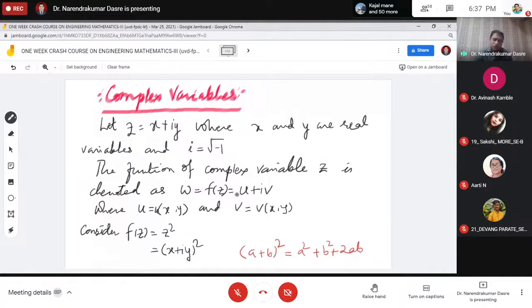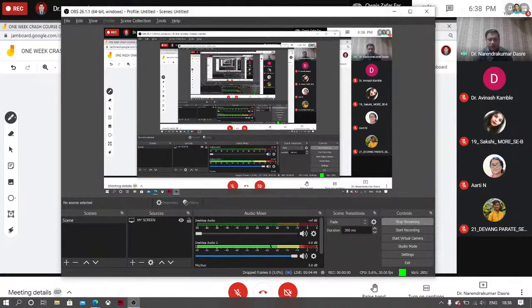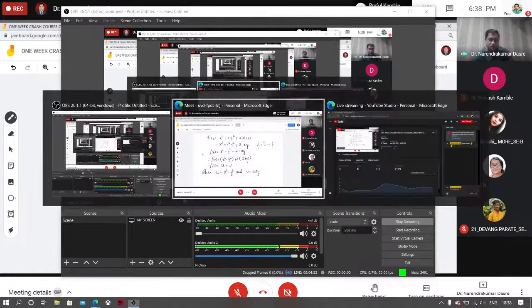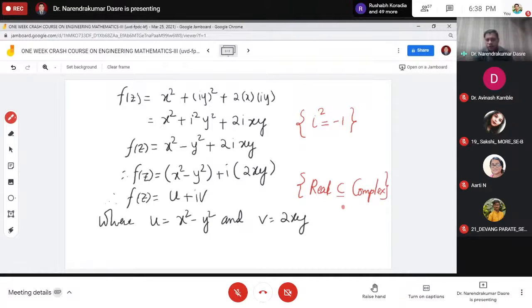And once we have this u, the real part, and v, the imaginary part of the function, then we have the function of complex variable z. So as this variable is complex, its function is going to be complex. Okay, so u plus iv. One thing you need to remember, that every real is a complex. Sometimes we get reals also. So we can claim that everything is going to be complex because every real is contained in complex.